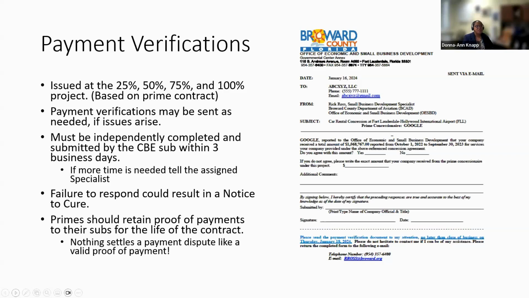Failure to respond to our request for information, whether for the prime or for the CBE, could result in a notice to cure. Of all the things to get a notice to cure for, failure to communicate shouldn't be one. We're here to help. And the more you communicate with us, I think the easier the process will be.